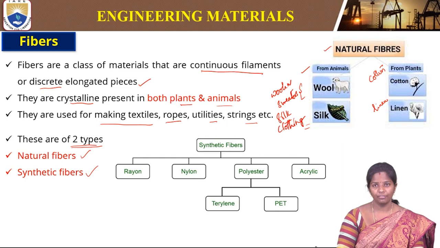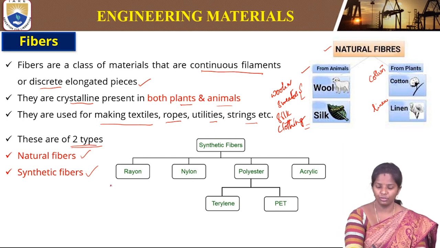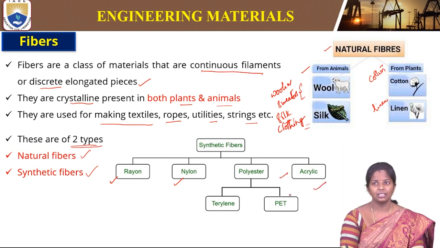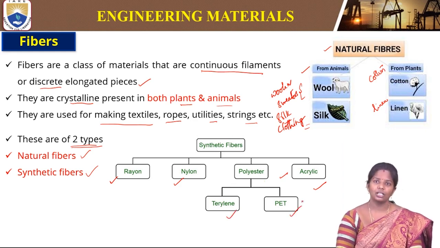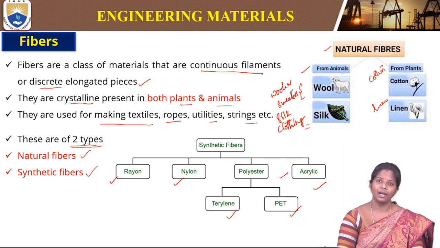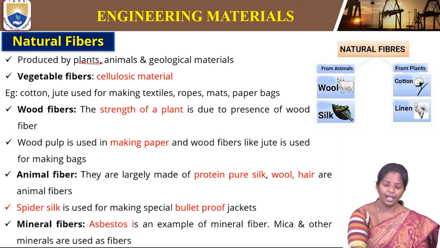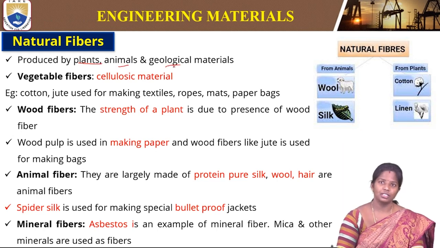Then what are synthetic fibers? Synthetic fibers are of four types: rayon, nylon, polyester and acrylic. These are the synthetic fibers. In polyester we have two different types: terylene and PET. These are the synthetic fibers that are man-made, made by man or modified natural fibers. Natural fibers are found from plants, animals and geological materials.